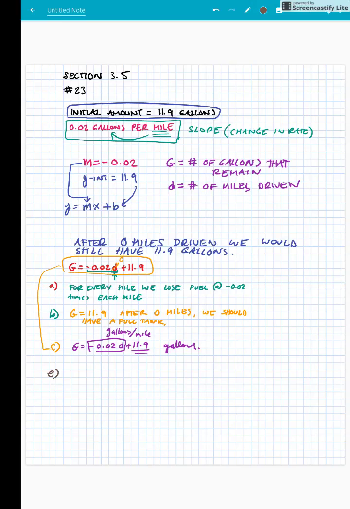E, if the person drives 525 miles before the refuel of the car, how much gasoline is required to fill up the tank? So it's saying, let's not take this in consideration yet, but let's plug in the 525 into D. G is equal to 0.02 times 525. We're not concerned about the negative here because we just want to know how much fuel the person needs to fill up their tank to drive the 525 miles. And this should give you, let me do the math. Okay, let me get my calculator. 525 times 0.02, 10.5.